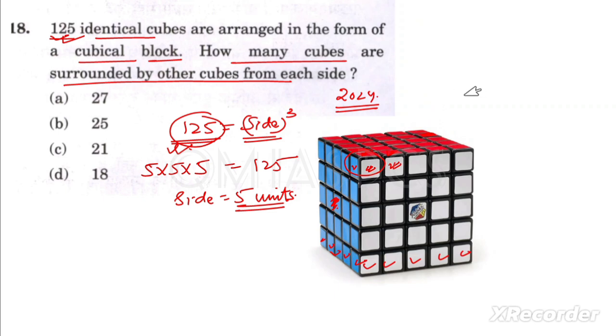So what will be the cubes? Which cubes will be our required answer? If you remove this first layer, the inside cubes will be your answer. Are you getting this one? Actually, I don't have that 3D representation, so I'm not able to show it. But you have to imagine and visualize the things.